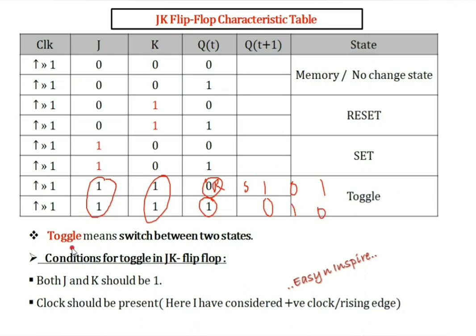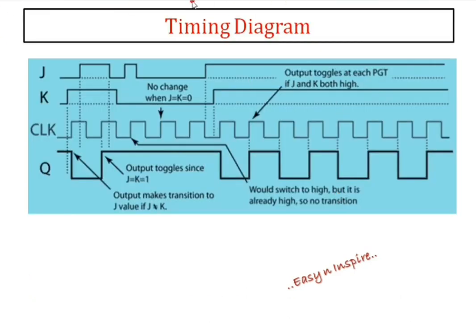See here, toggling means switching between two states. Here states are reset and set. So reset, set, reset, set. Again set, reset, like this toggling. Conditions for toggle are both J and K must be 1 and clock must be present. Listen, both J and K must be 1 and clock must be given to the flip-flop. Then only toggle condition is activated. So very, very important.